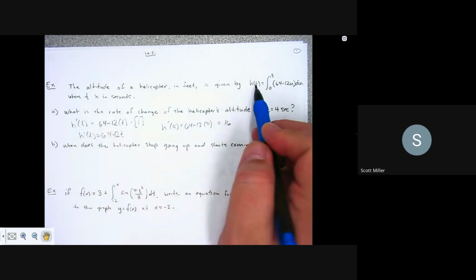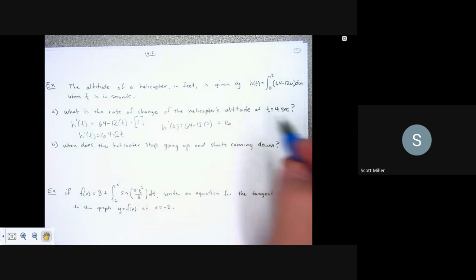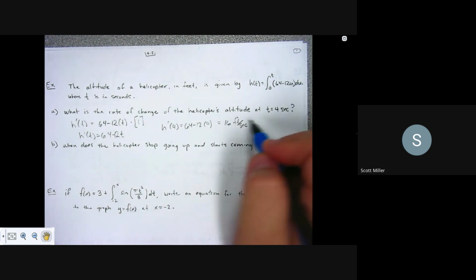It's a derivative of the altitude of the helicopter, so it's going to be in feet per second, the rate of change. And there you go.